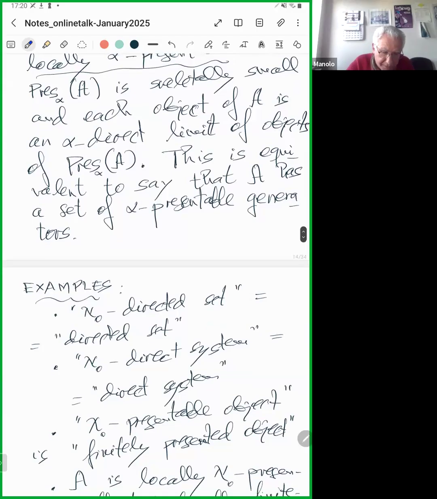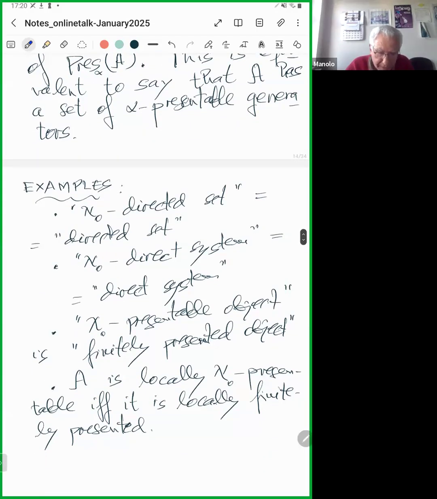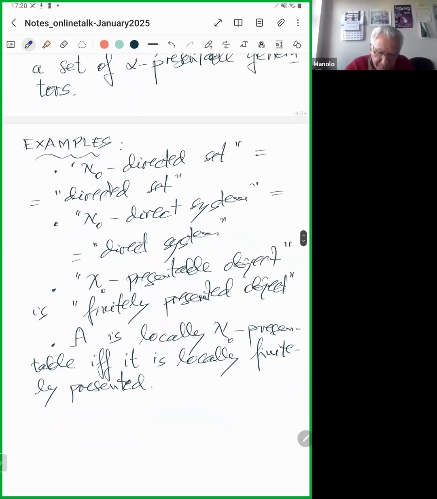Of course, when alpha is Aleph 0, then you have exactly what we had before. An Aleph 0 directed set is the same as a directed set. An Aleph 0 direct system is the same as a direct system. An Aleph 0 presentable object is a finitely presented object, and A is locally Aleph 0 presentable if and only if it is locally finitely presented.